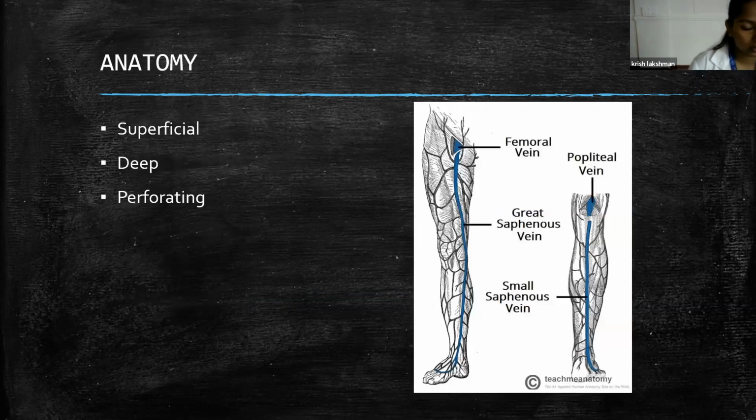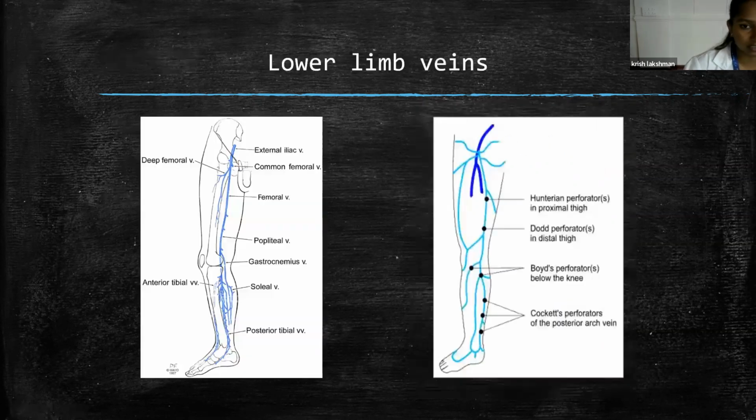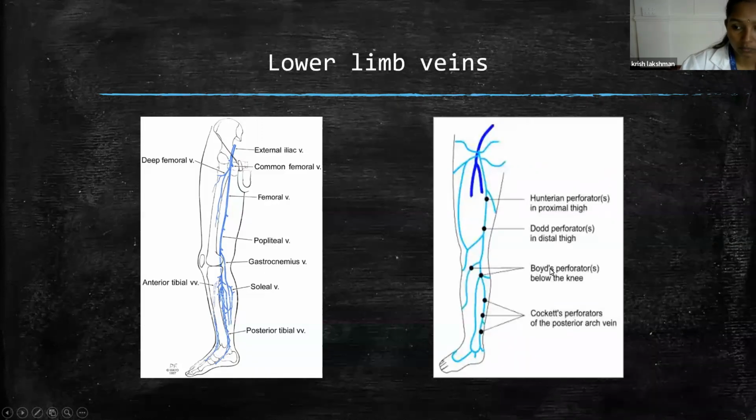So, anatomy of lower limb veins can be divided into superficial veins, deep veins, and perforating veins. Superficial veins mainly consist of great saphenous vein and small saphenous vein, and sometimes an accessory great saphenous vein. Deep veins consist of deep femoral vein, popliteal vein, gastrocnemius, soleus, anterior tibial, and posterior tibial veins. Perforating veins are divided into 4 categories on a broader basis, which are Cockett's, Boyd's, Dodds, and Hunter's perforators. It can be memorized in the form of C, B, D, and H.